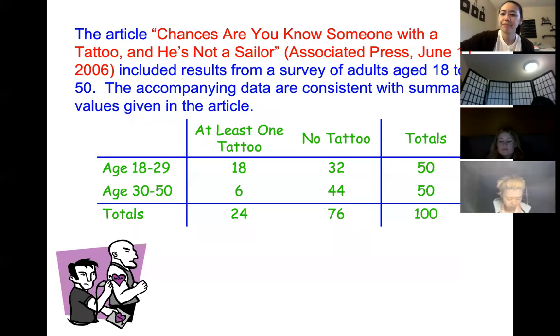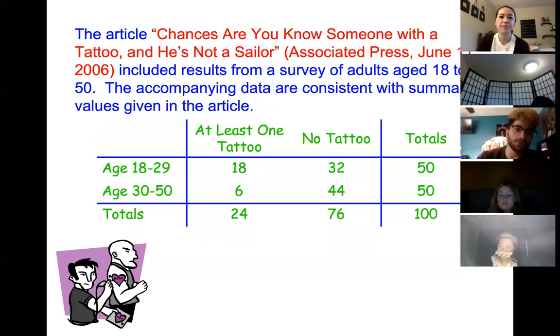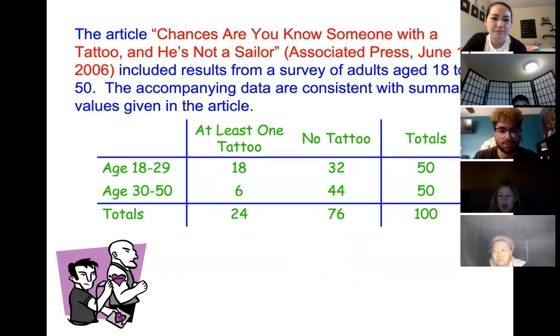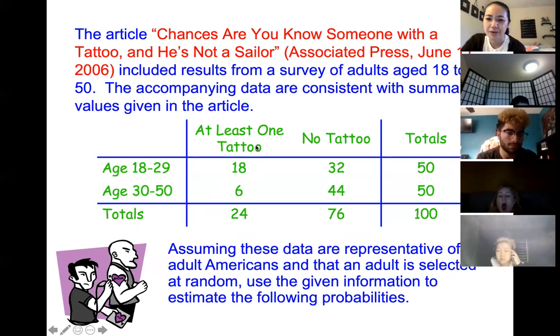The article, "Chances are you know someone with a tattoo, and he's not a sailor." Sorry, that's a typo. That should be "Do you know." It included results from a survey of adults aged 18 to 50. The accompanying data are consistent with summary values given in the article. Assuming these data are representative of adult Americans and that an adult is selected at random, use the given information to estimate the following probabilities. Awesome.